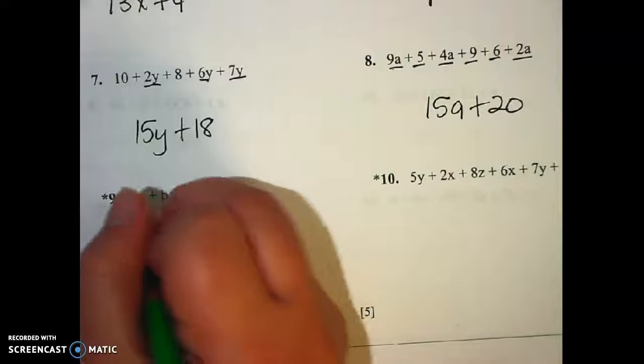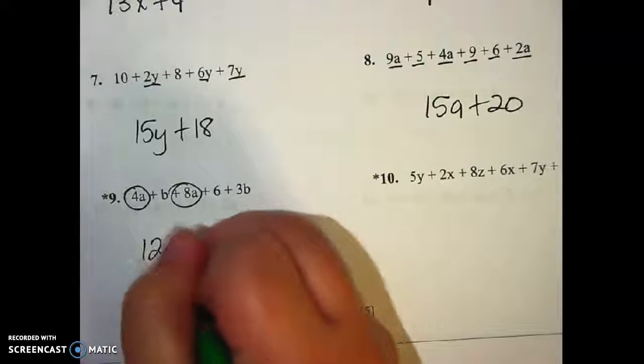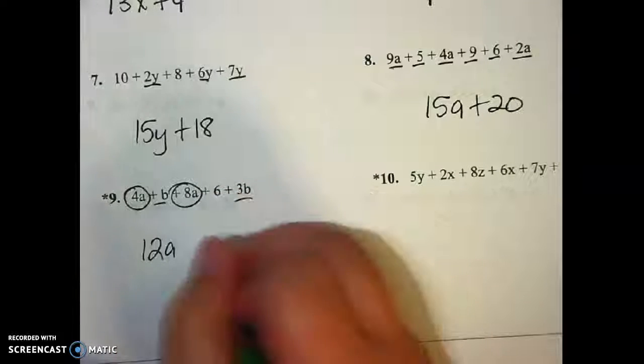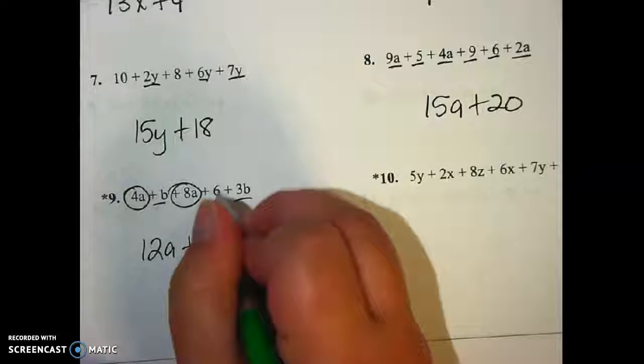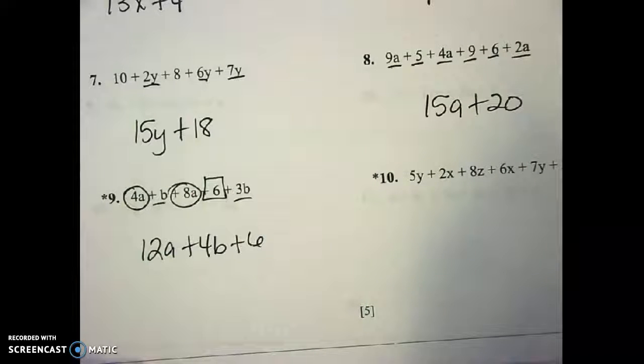Number 9, I'm going to start with my a term. 4a plus 8a is 12a. b plus 3b is 4b. And I'll leave my constant for the end. 12a plus 4b plus 6.